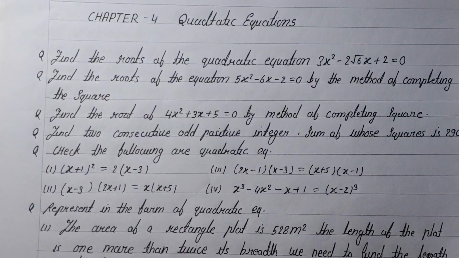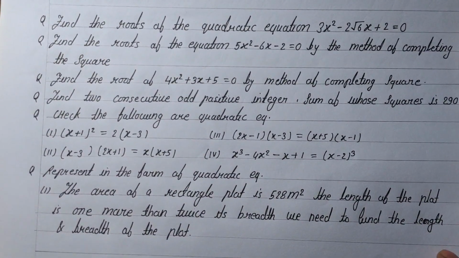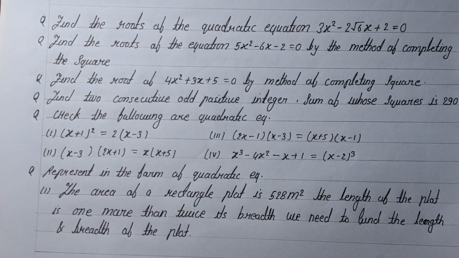Find the roots of the quadratic equation 3x squared minus 2√6 x plus 2 is equal to 0. Next, find the roots of the equation 5x squared minus 6x minus 2 is equal to 0 by the method of completing the square. Next, find the roots of 4x squared plus 3x plus 5 equal to 0 by the method of completing the square. Next, find two consecutive odd positive integers, the sum of whose squares is 290.